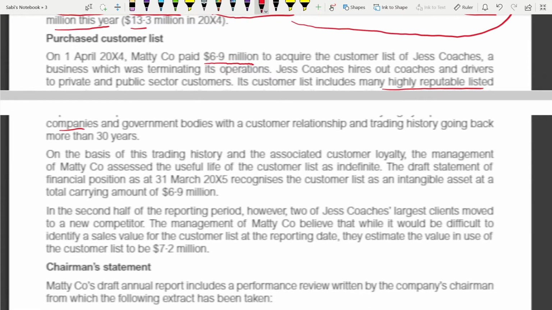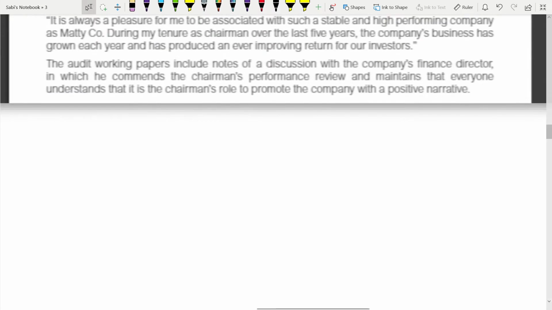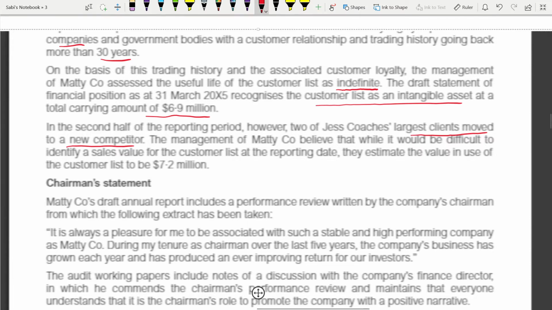Okay. On the basis of this trading history and the associated customer loyalty, the management of Medi assessed the useful life of the customer list as indefinite. The draft statement of financial position recognizes the customer list as an intangible asset at the total carrying amount of 6.9 million. In the second half of the reporting period, however, two of Jay's Coaches' largest clients moved to a new competitor. The management of Medi believes that while it would be difficult to identify a sales value for the customer list at the reporting date, they estimated the value in use of the customer list to be 7.2 million.